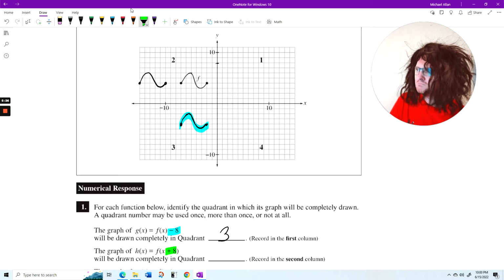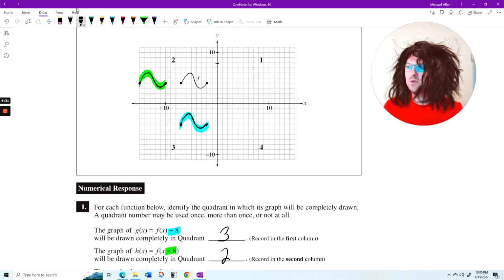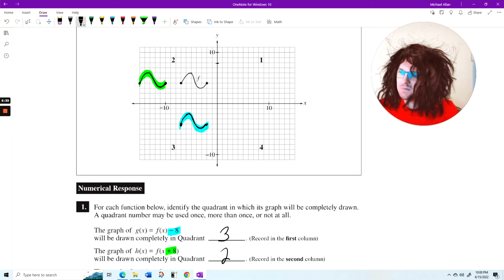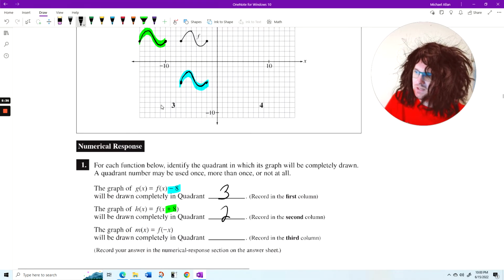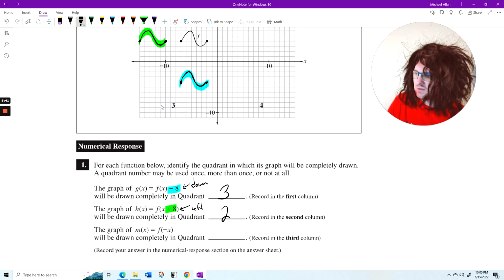So it didn't actually move out of the quadrant. That's kind of interesting. If it moved right, it would have gone the other way. But because of the plus 8, it moved left. All right, I'm just going to put here, left. This one's down. And this one's going to be a reflection.